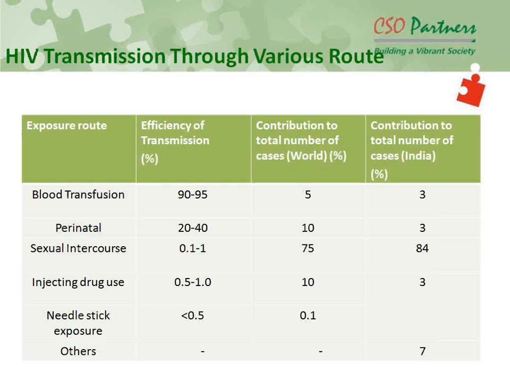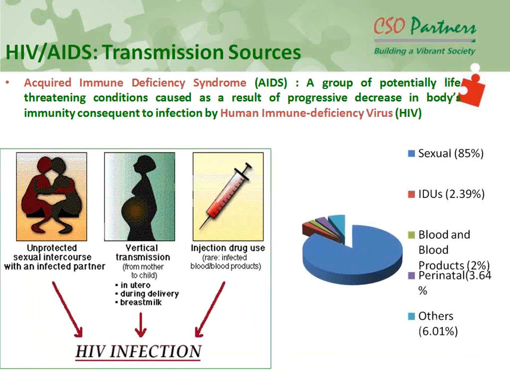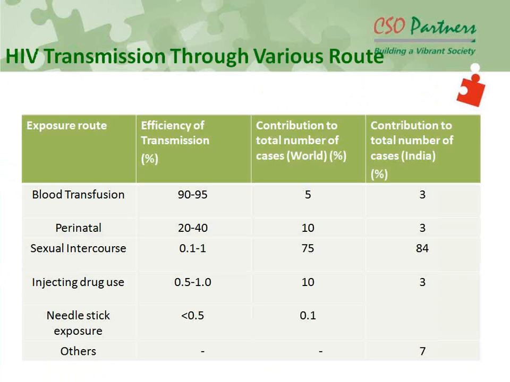Now, as I said, around 85% of the transmissions are sexual transmissions. Now, let us see what the efficiency of transmission is. That means, how much risk is there through sexual transmission? How much risk is there through blood? How much risk is there for perinatal transmission?